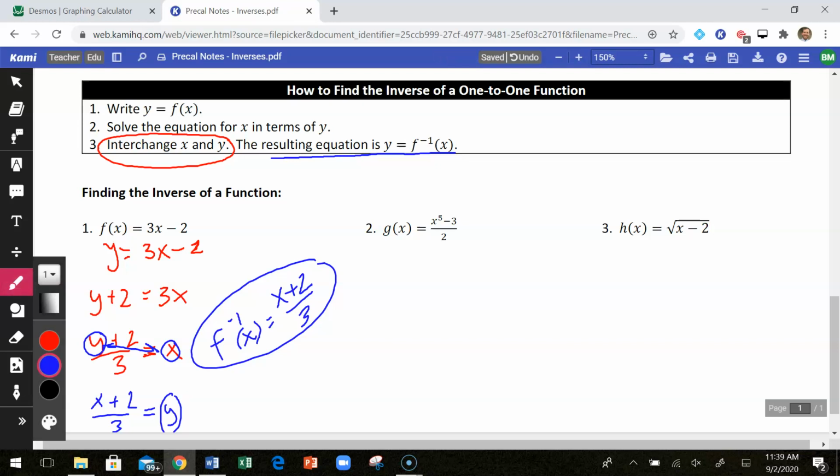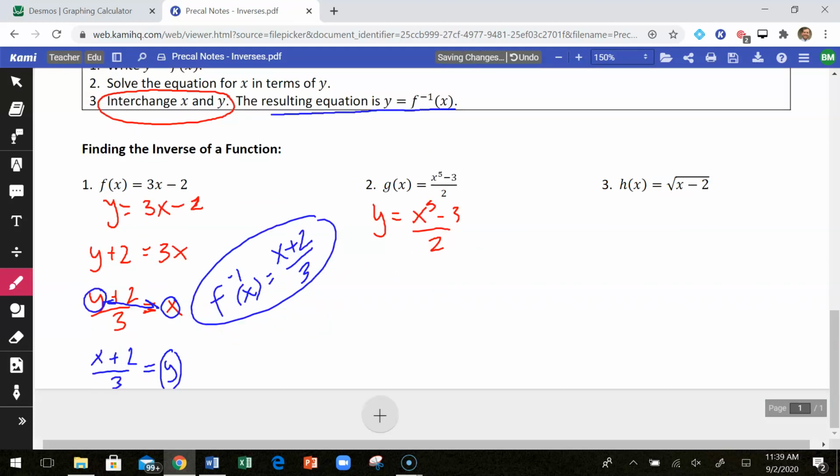Okay, so it's the same process every single time. Y equals x to the 5th minus 3 over 2. Solve for x. So if I go about solving for x, I would multiply by 2 to get rid of this. So I would have 2y is equal to x to the 5th minus 3. I would add 3: 2y plus 3 is equal to x to the 5th. And then I would take the 5th root to get rid of the 5th power. So x is equal to the 5th root of 2y plus 3.